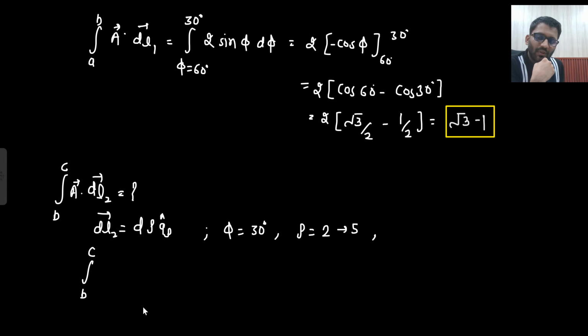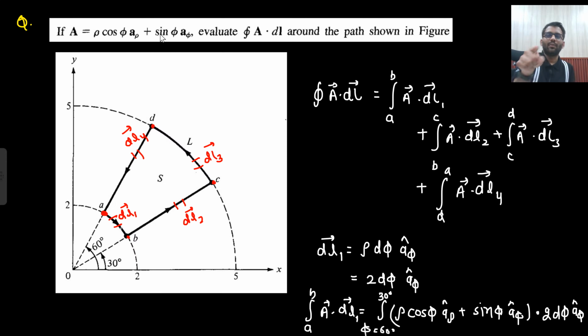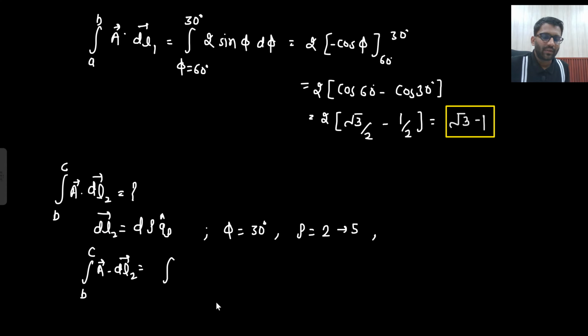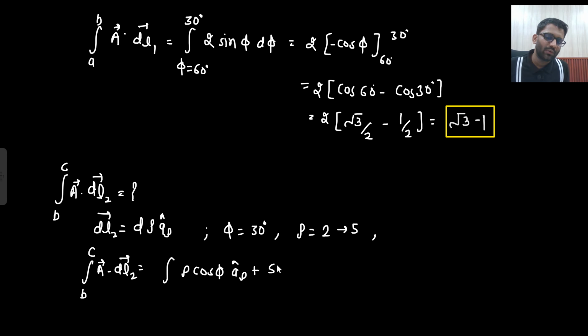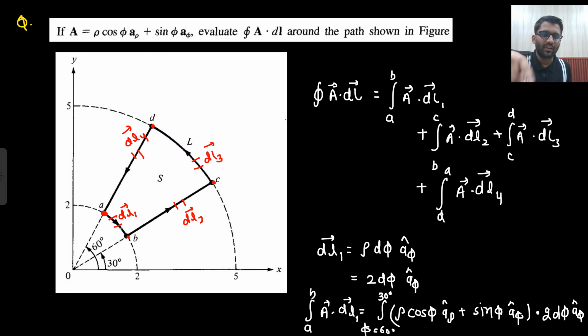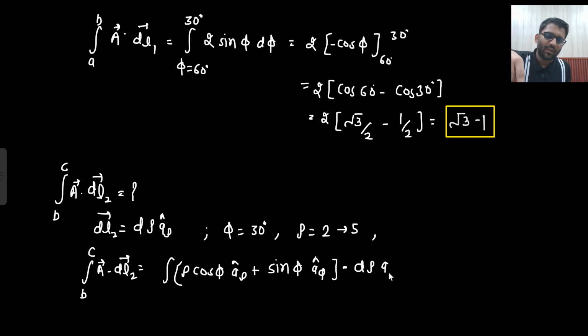So from B to C I am going A dot DL2. So what is my DL2? Here it is d rho A rho cap. So first I will write down A. What is my A? Rho cos phi A rho cap plus sin phi A phi cap. From next time onwards I am not going to write the complete expression. You will have to understand which dot product will go to 0. DL is d rho A rho cap, so A phi dot A rho cap will go to 0, and A rho dot A rho will make 1.